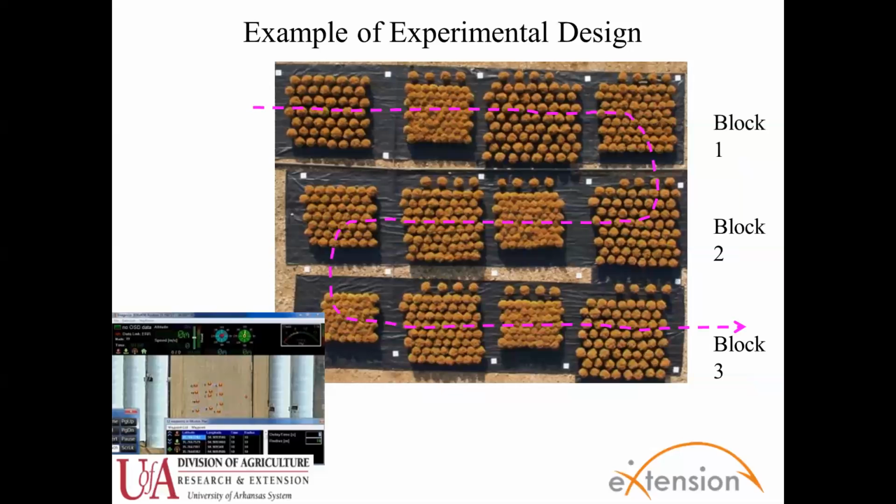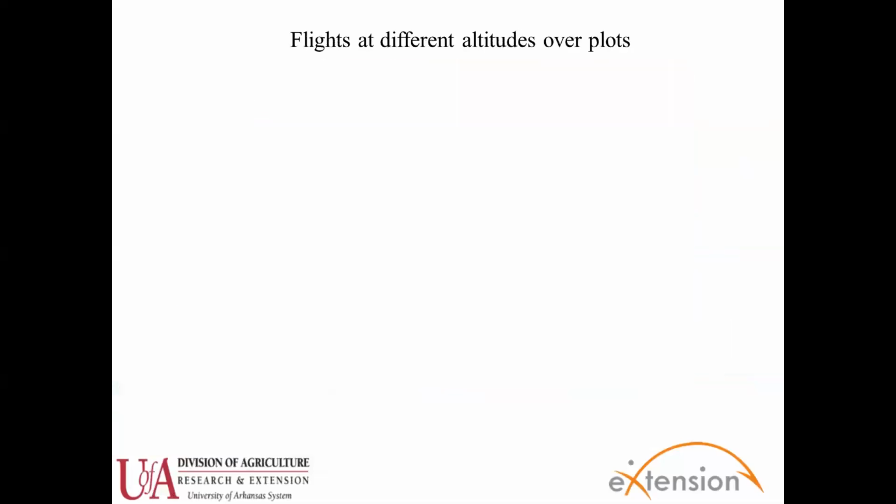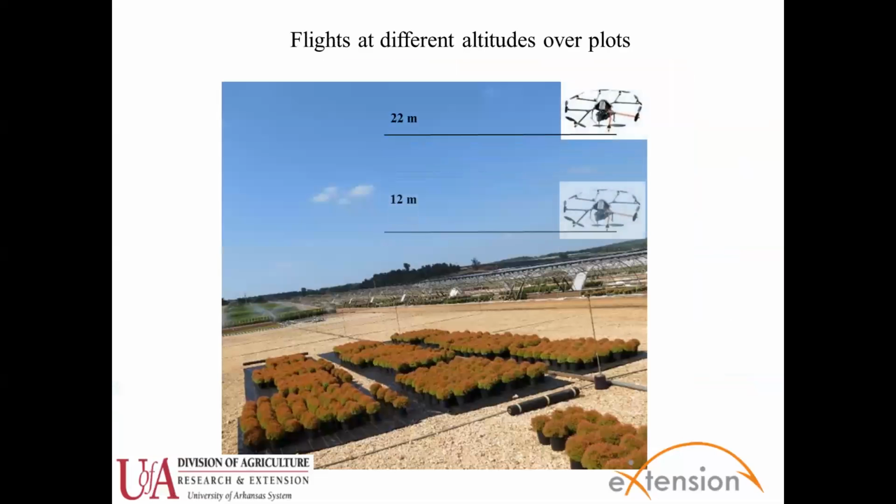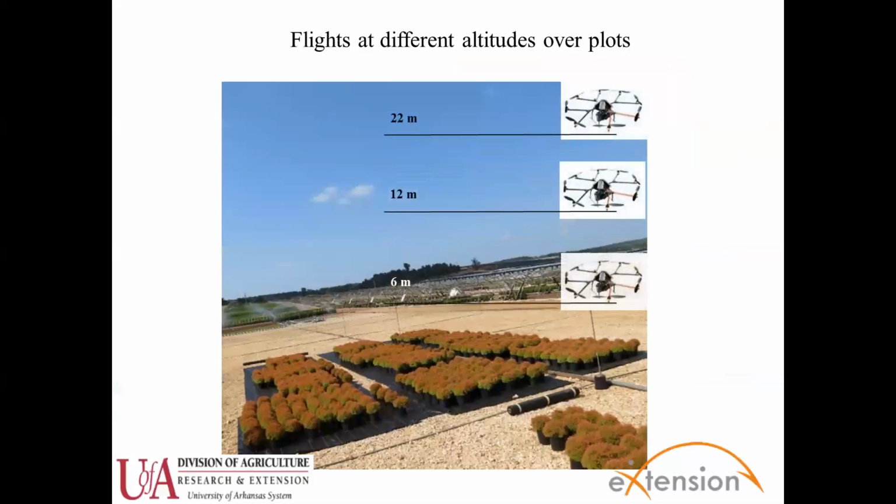In this example, we established a flight path using the software and flew the octocopter in an S pattern as shown by the pink line over the research blocks. We were also interested in the effect of image resolution on counting performance, so we flew the aircraft at different altitudes over the research blocks.